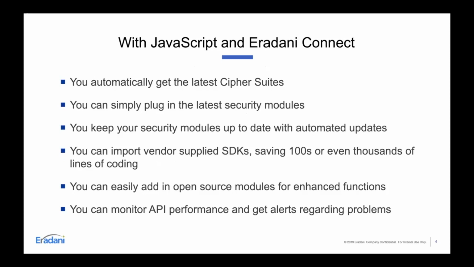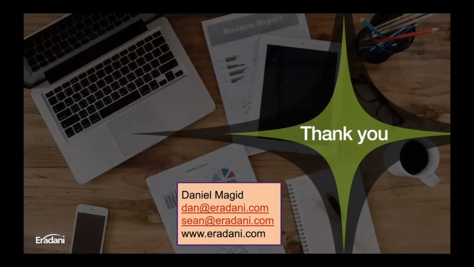Aerodynamic Connect does that for you automatically. You automatically get the latest cipher suites. You can simply plug in the latest security modules. You keep your security modules up to date with automated updates. And you can import vendor-supplied SDKs, which can save you hundreds or even thousands of lines of coding by using the code that the vendor or the provider of the API provides. You can easily add in open source modules for enhanced functions, and you can monitor your API performance and get alerts regarding problems.